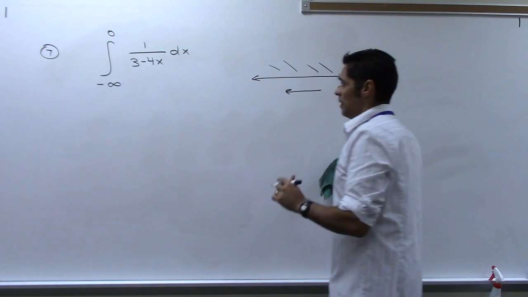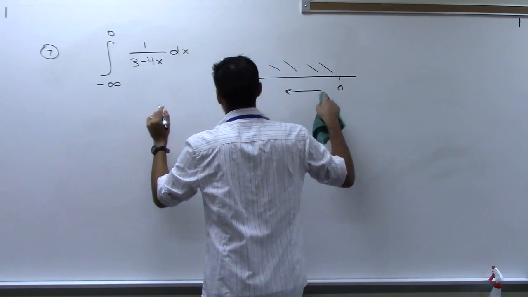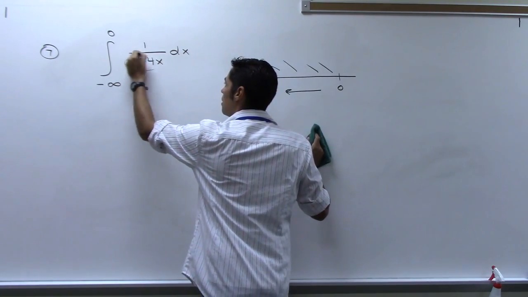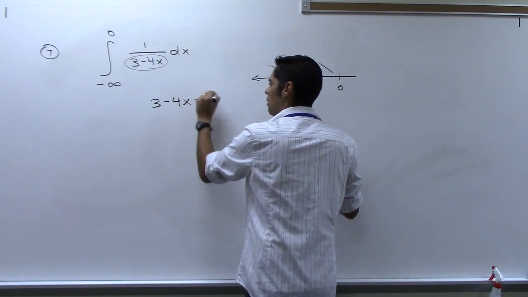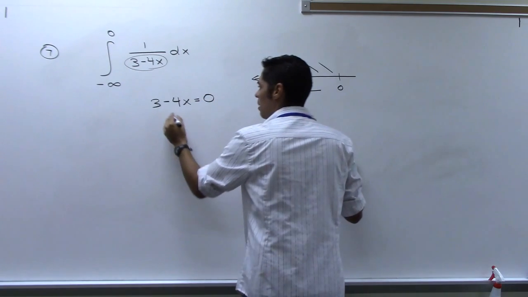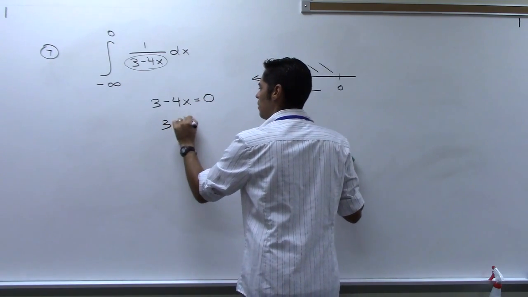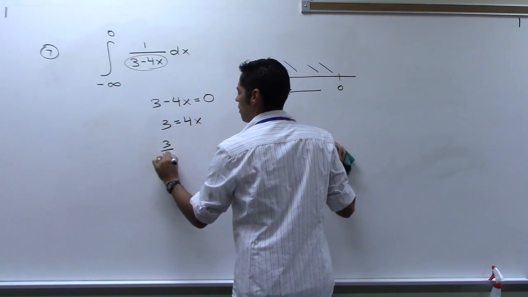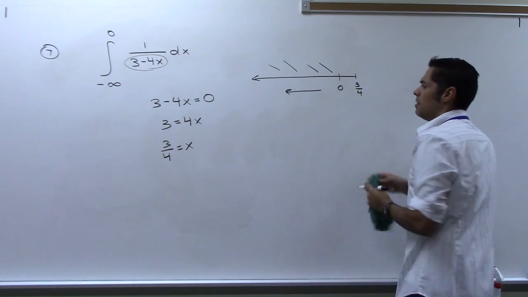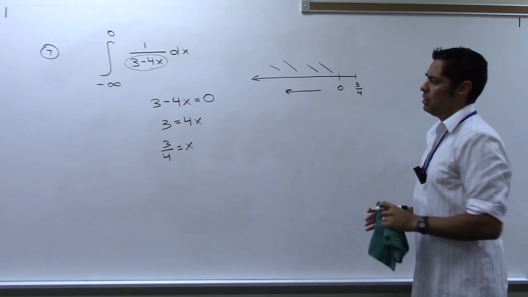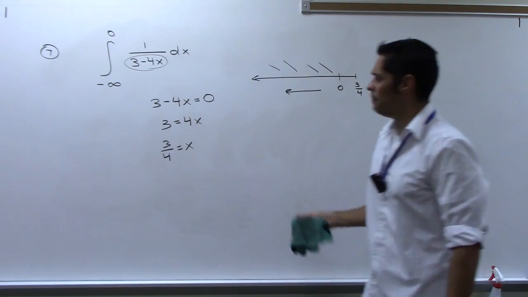So what I also need to figure out is, do I have a discontinuity in this interval? I take a look at the denominator and ask myself, when is that 0? Make sure it's not in this interval. If I solve this for x, I get positive 3/4, which is over here. So my discontinuity is not in my interval, so I don't need to consider it at all.